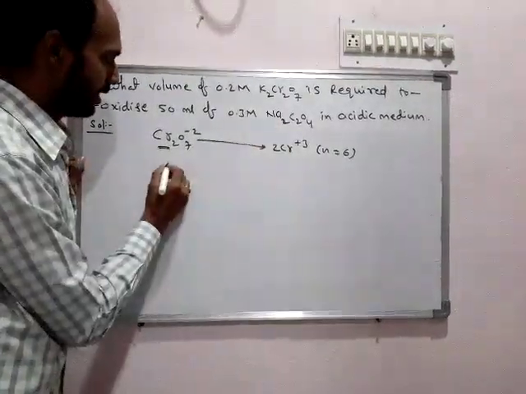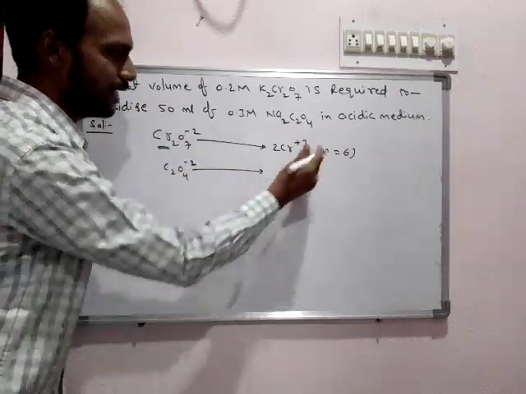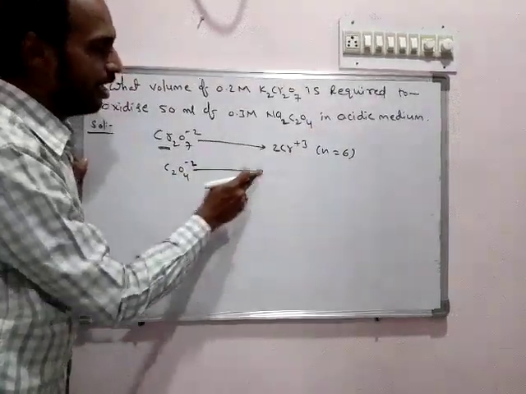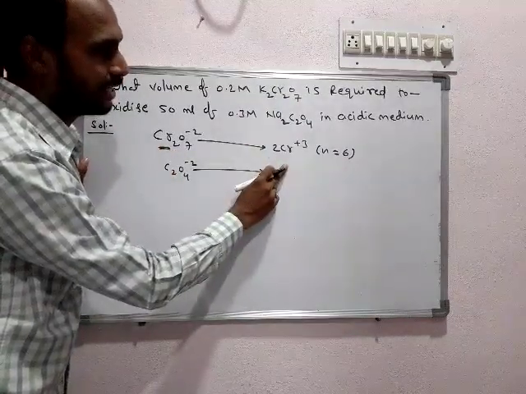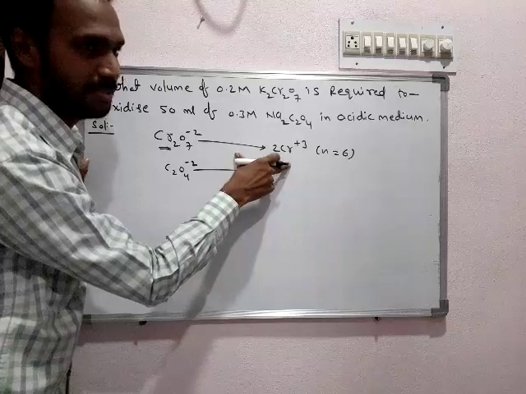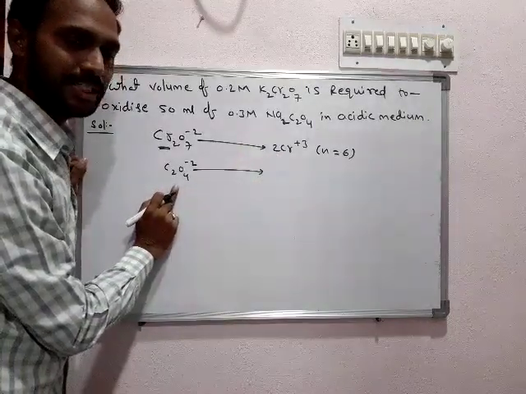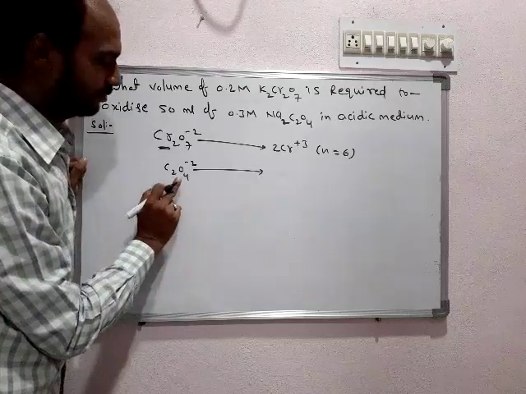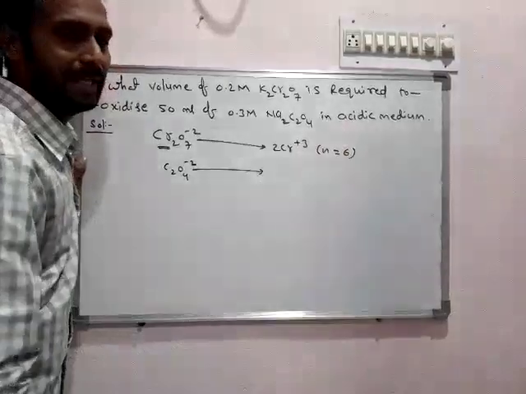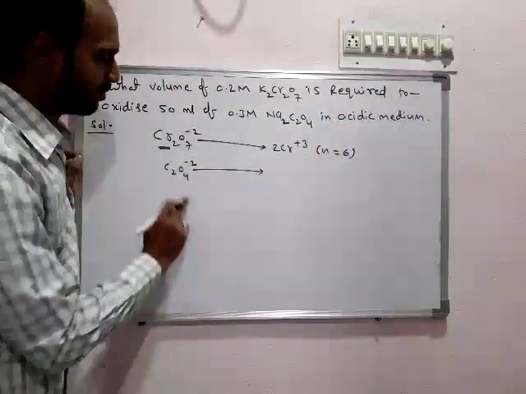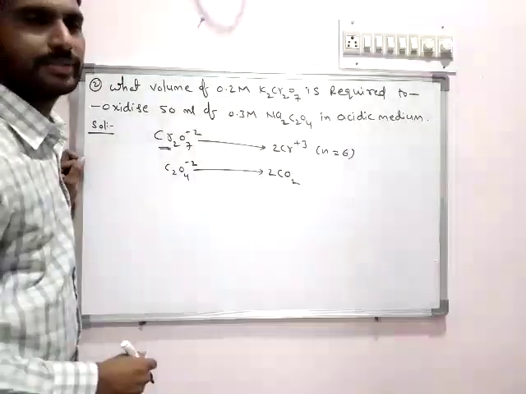Next, what about the oxalate? The oxalate ion in acidic medium. Actually, dichromate ion in any medium changes to chromium ion. There is no specific medium for dichromate. But for oxalate a specific medium should be there, its change is based on the medium. Here it is given acidic medium. In acidic medium, it changes to carbon dioxide.